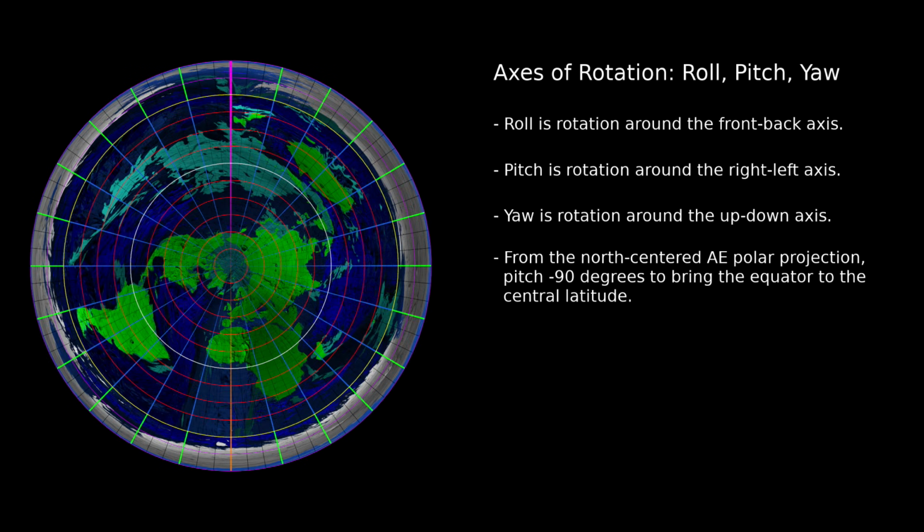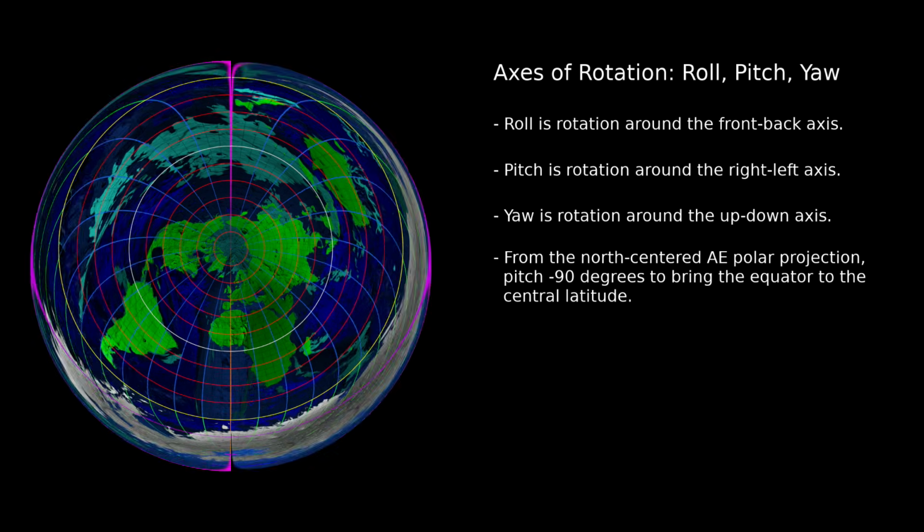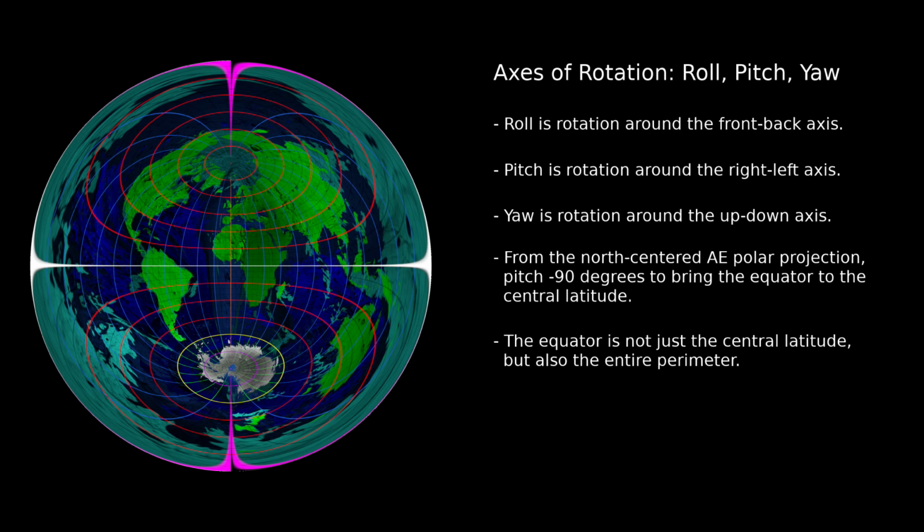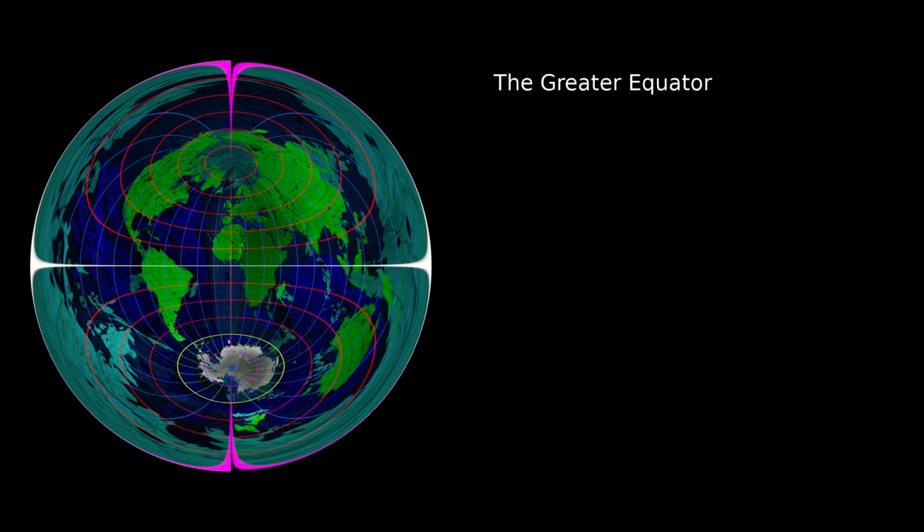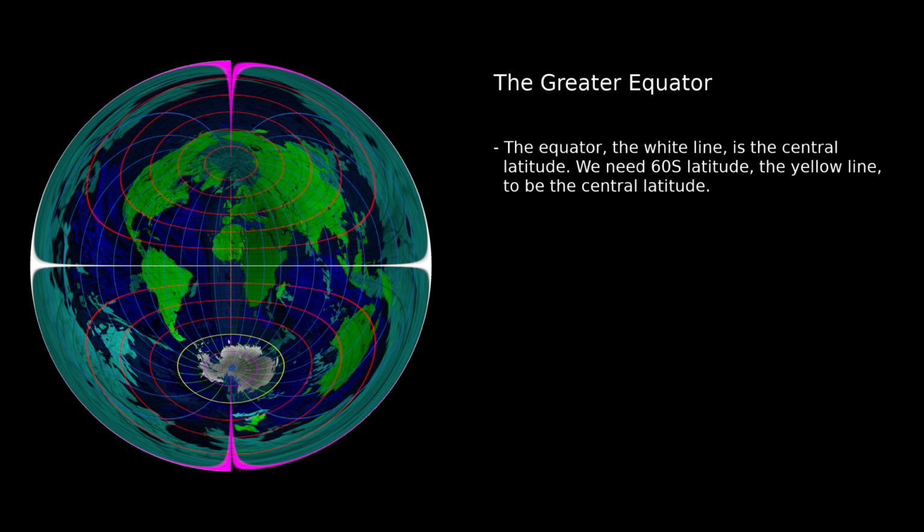From the north center polar projection, pitching -90 degrees brings the equator to the central latitude. Note that the equator is not just the central latitude, but also the entire perimeter. Currently, the equator, 0 latitude, is the central latitude. We need 60 south to be the central latitude.